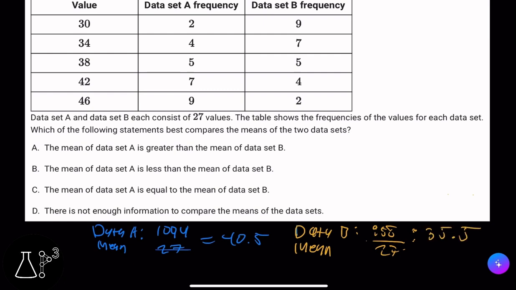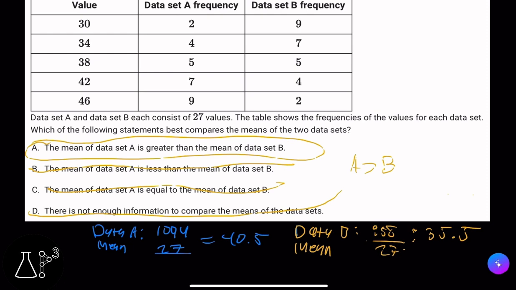As we can see, obviously data A mean is greater than data B mean. So A is greater than B. Now we just have to look for the answer choice that corresponds to that. Let's look at A. The data set of A is greater than B. That makes sense. Let's look at B. The mean of data set A is less. That does not make sense. They're not equal, and there is indeed enough information. Therefore, my answer is indeed A. You always want to double check just to make sure that you got it correct.